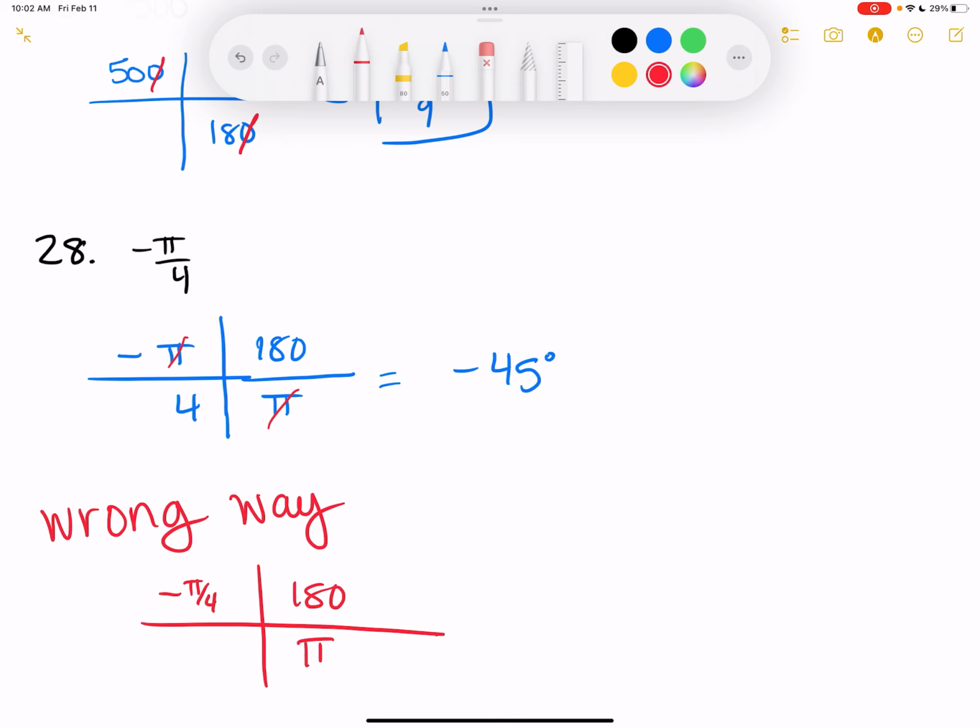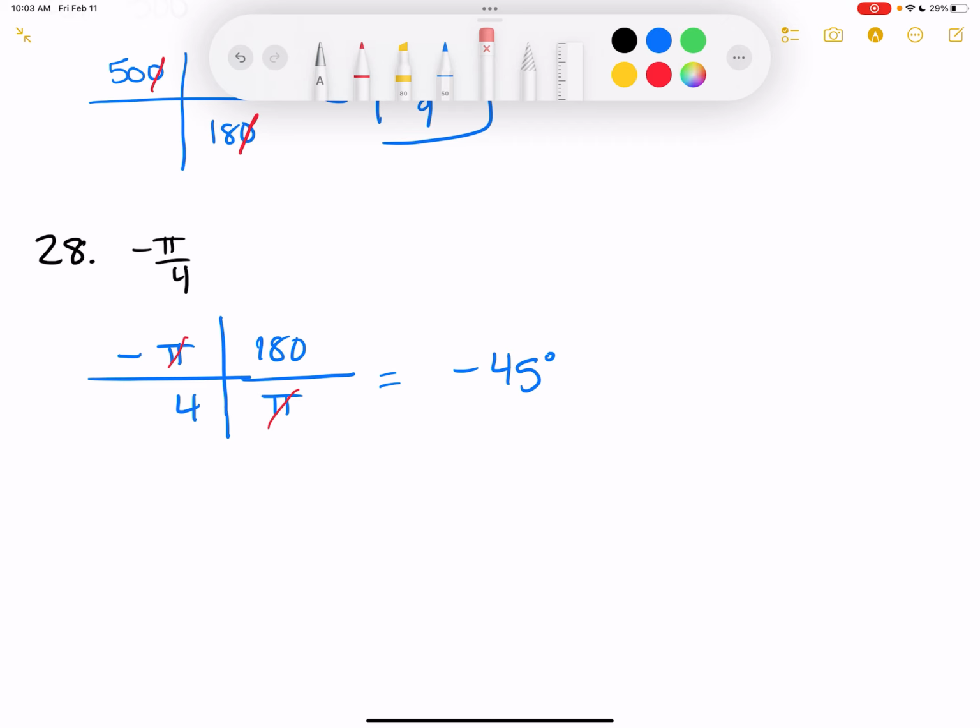In reality, it shouldn't throw them off because the 4 and the 180 still cancel, the pi and the pi still cancel. But what they inevitably do is cancel the pi's and then multiply negative 4 times 180. Then they come out with some answer and ask why they got this wrong. Because you didn't set it up the way I told you to. Don't do it that way. Do it the way that's written in blue, not the way that's written in red. It has been forgotten. You have been warned.